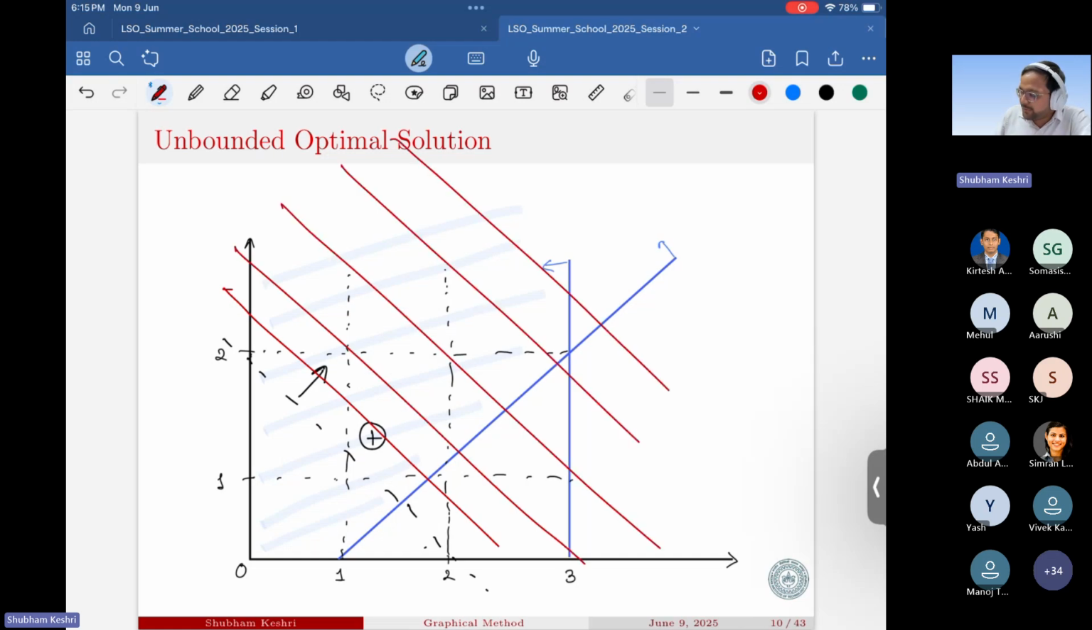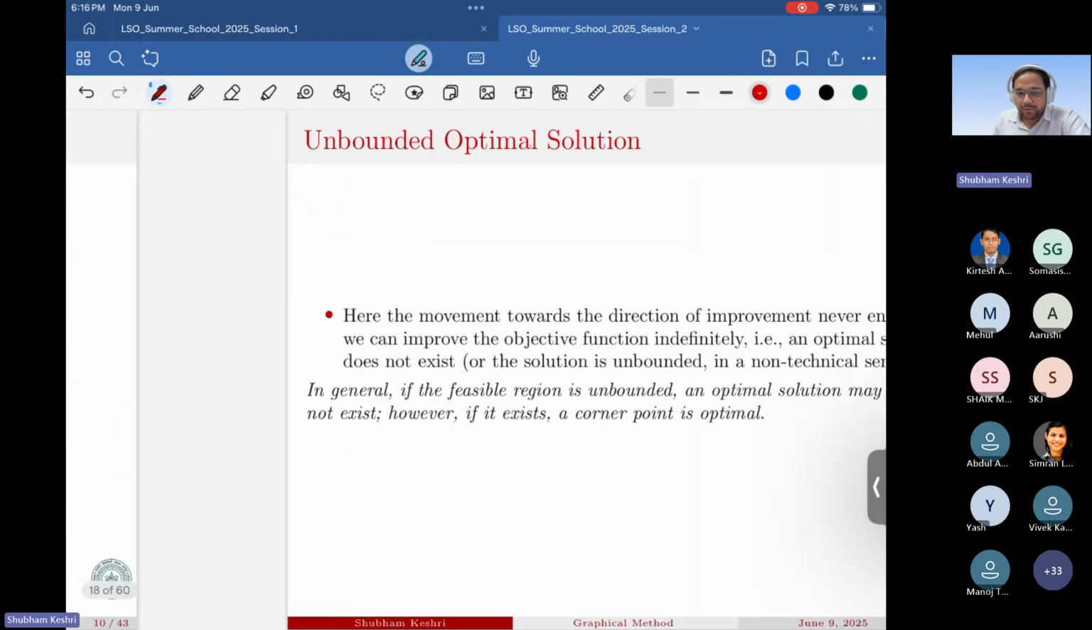And you will observe that it never leaves the feasible region. There are some points which will always remain feasible. In this case, you don't have a point which is optimal. So therefore, you can say that there is no optimal solution for this problem. The objective can increase and increase. You will not leave the feasible region in this case. Is that all right? Okay.